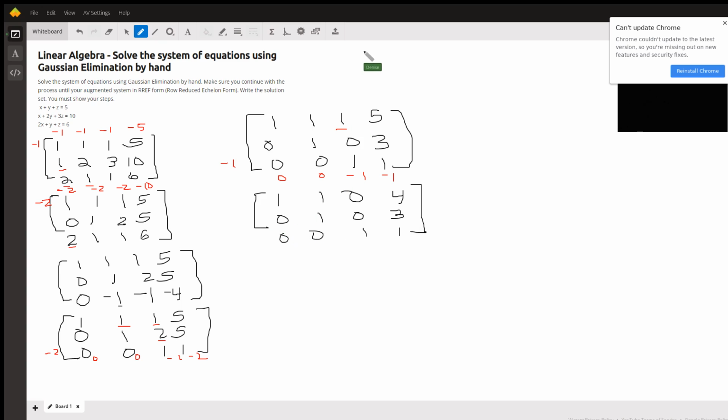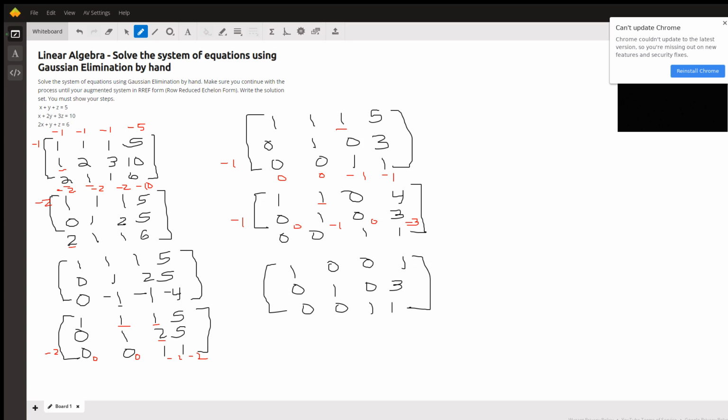And finally, lastly, I need to get a 0 here. So I'm going to multiply this middle row by -1: 0, -1, 0, -3. And then add those two rows together. So I get 1, 0, 0, 1. 0, 1, 0, 3. That middle row stays the same, and my bottom row stays the same.